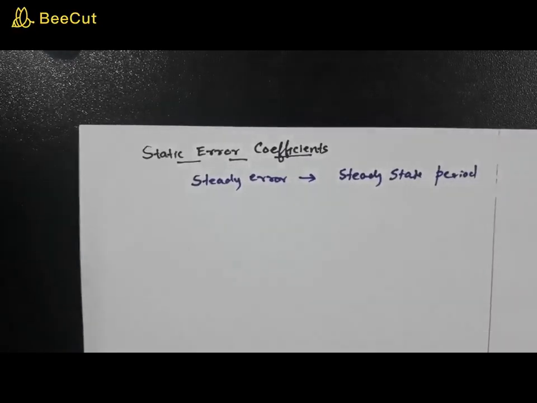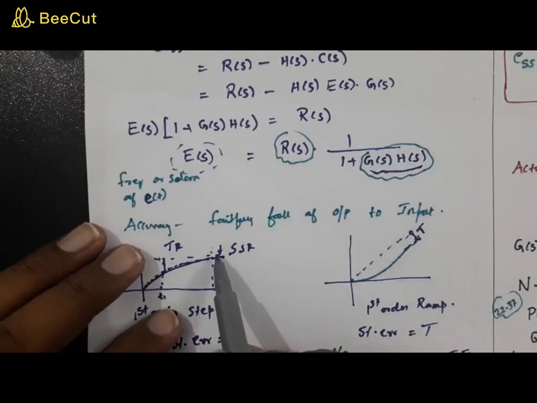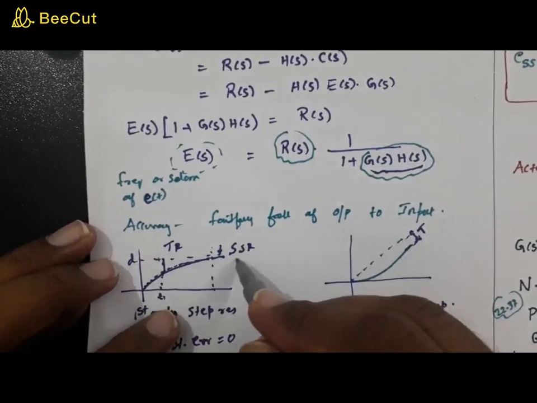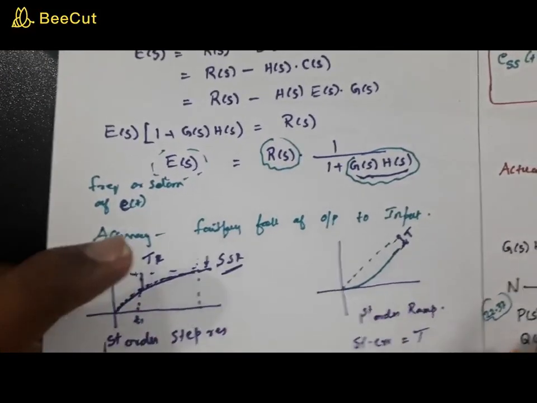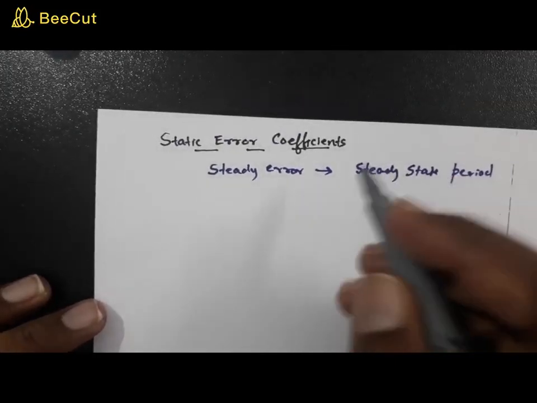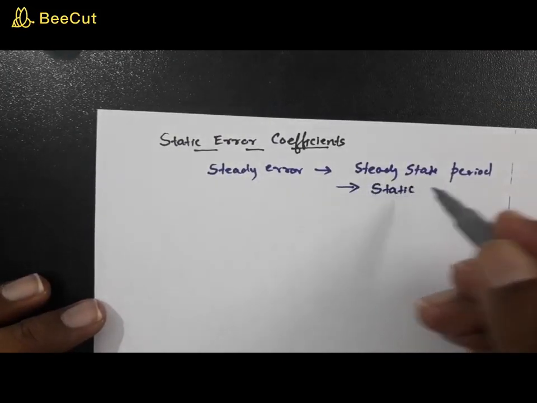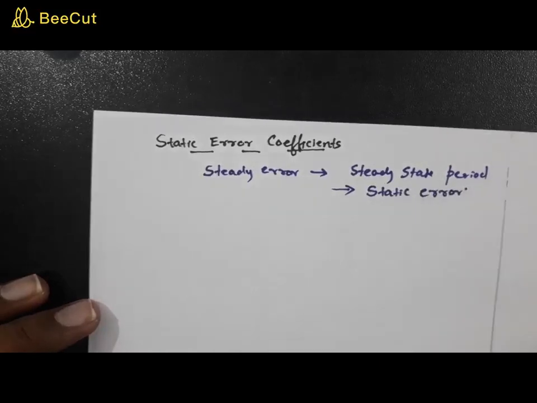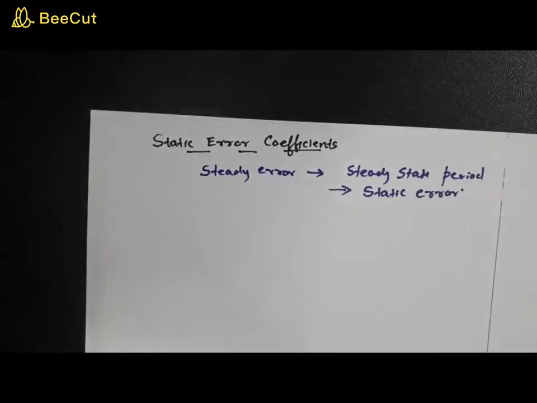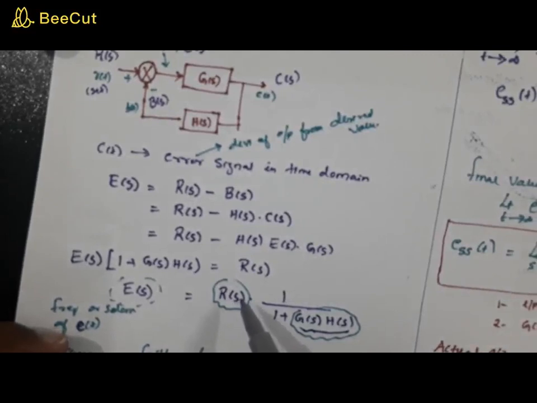So as I have shown in this figure, this is the steady state error, that is the deviation of the output from the desired, and we measure that during the steady state response. Because we measure during the steady state period, this error is also called the static error. Now this static error, as I mentioned, depends on the input function.